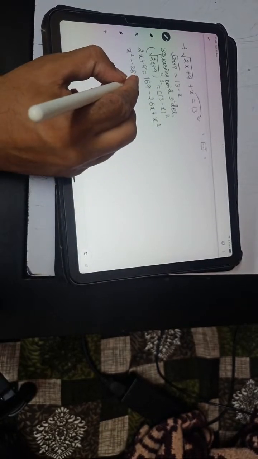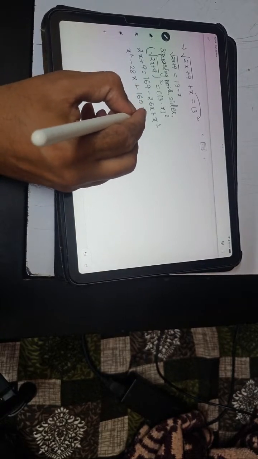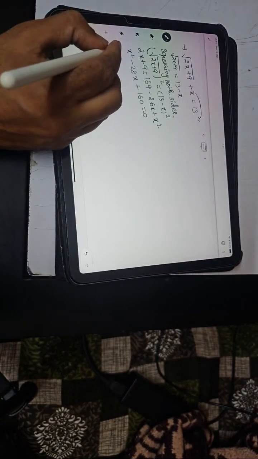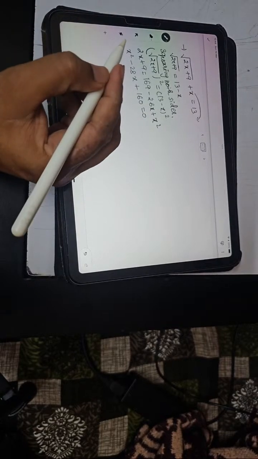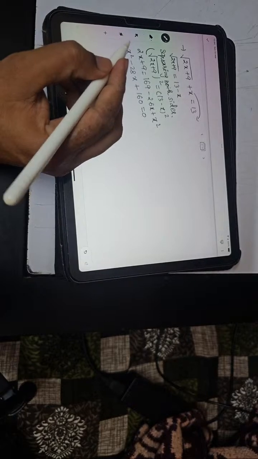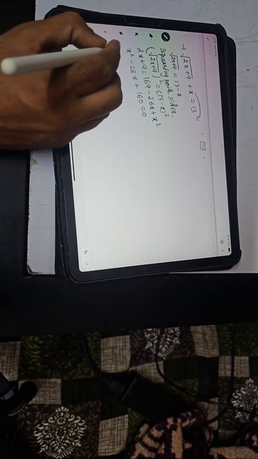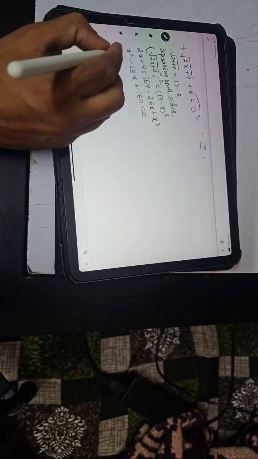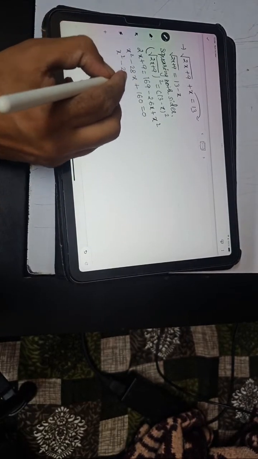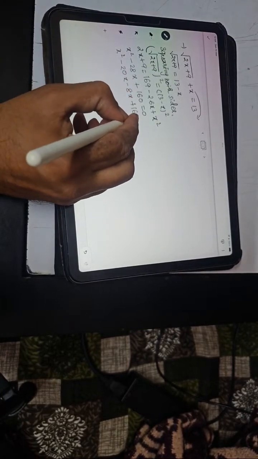169 minus 9, so 160. So plus 160 equal to 0. Now I have to find factors of 160 such that the sum should be minus 28. So x square minus 20x minus 8x plus 160 equal to 0.